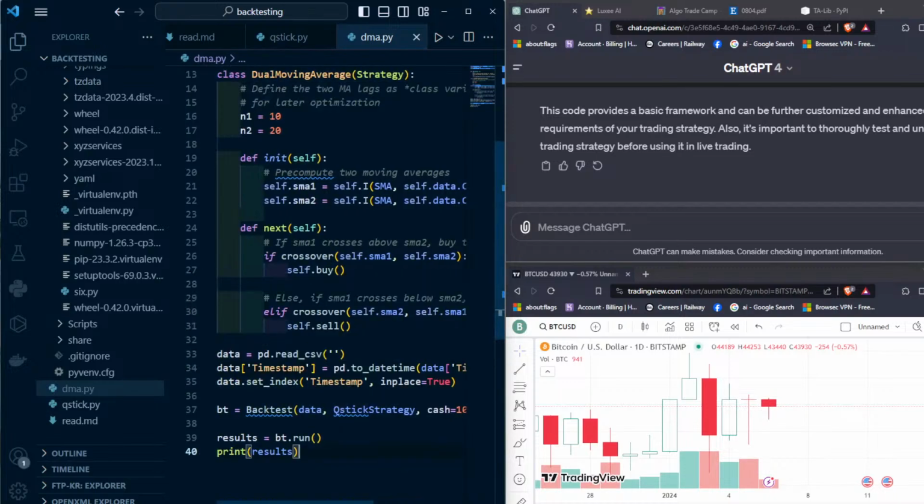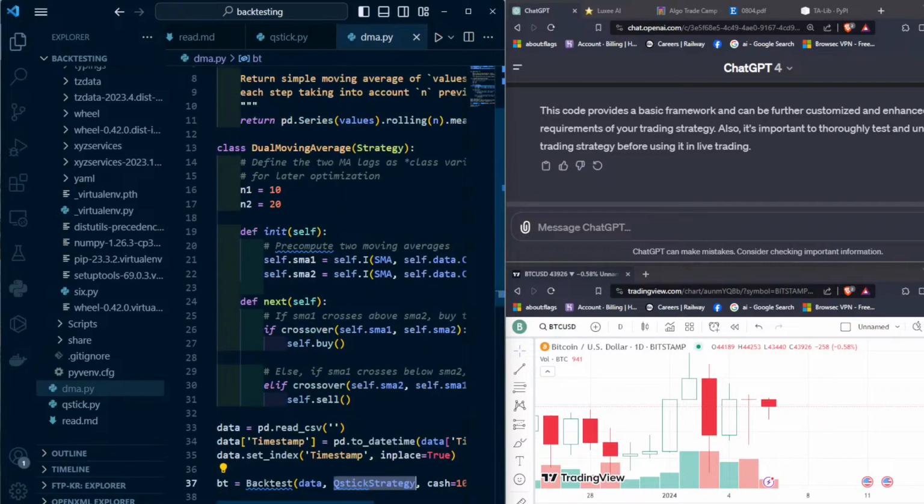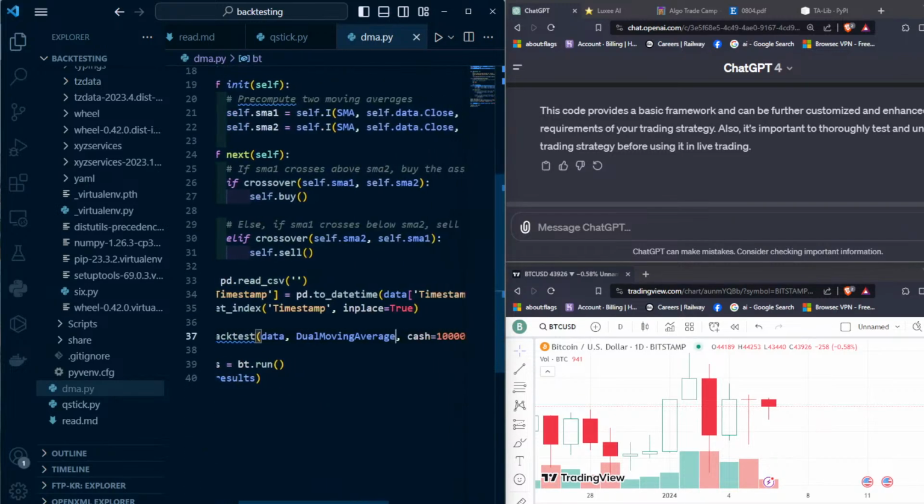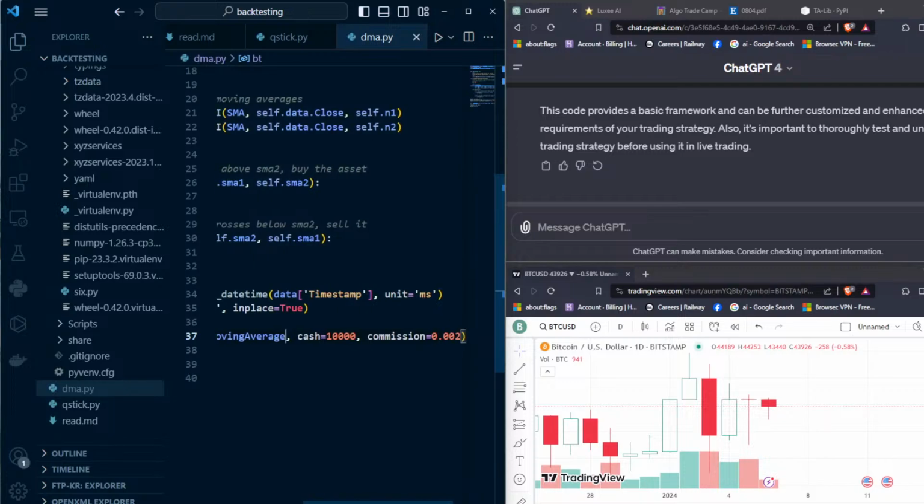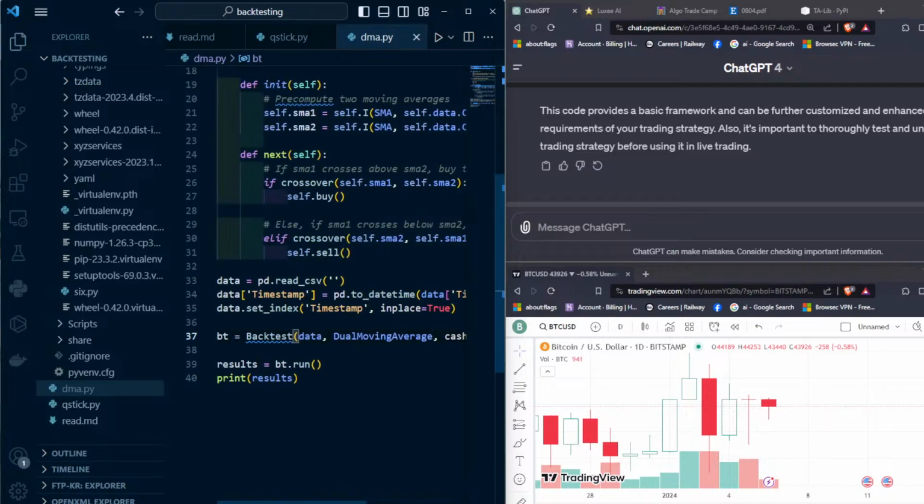This should work. So again, here, of course, we're not going to give it the Q stack strategy. We created the dual moving average, so we're going to pass it here instead, and we're going to give it the cash and commission. So this is going to print out the results. When you run it, you need to call the run function inside the object that you just created, save it into a variable, and then print it. And this is what it's going to give you. Let me show you.